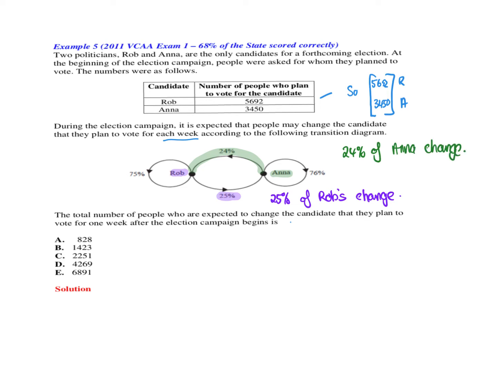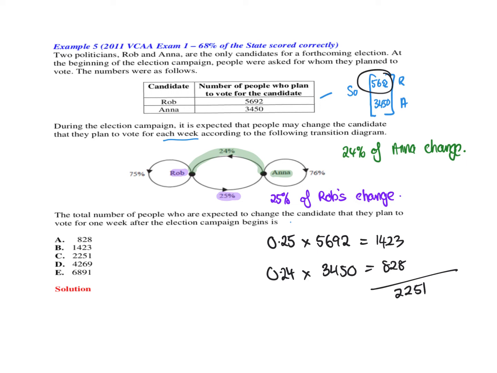So they want the numbers. So we'll work it out. We want 25% of Rob, so I'm going to do 0.25 of Rob's number, which is up there, which is 5692. And then I'm going to do 24% of Anna's numbers, which was 3450. And then I would add them and give the total. Okay, so I've got the total, and if I add those together, I get 2251, which is the answer C.